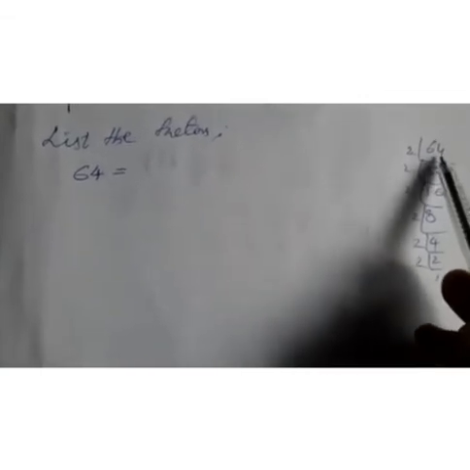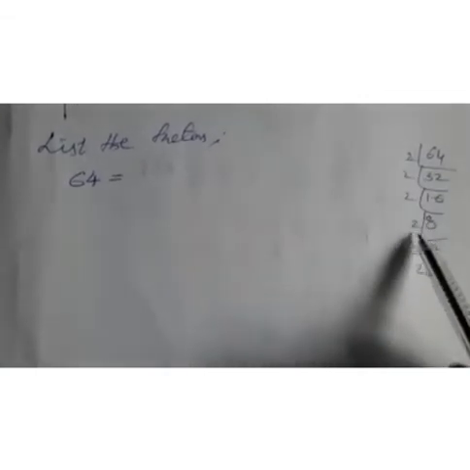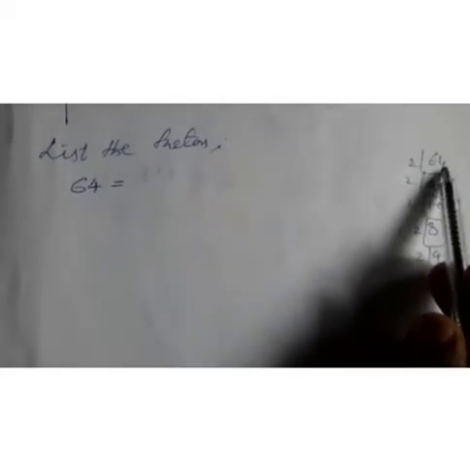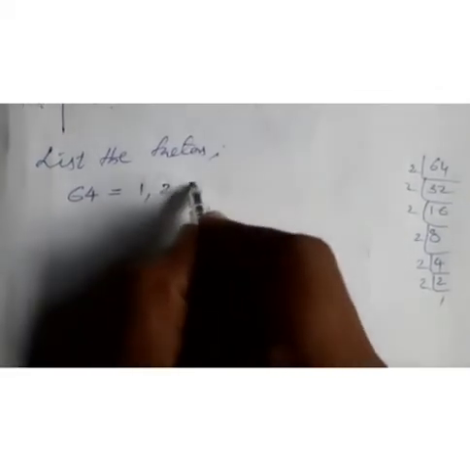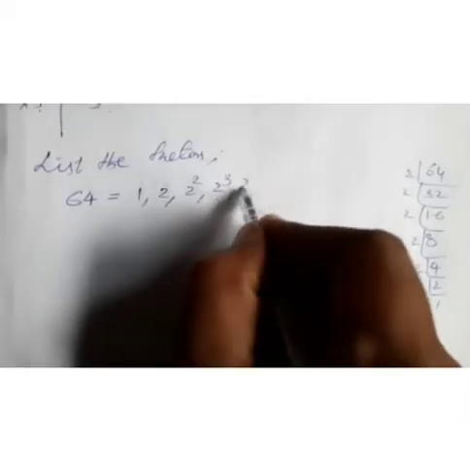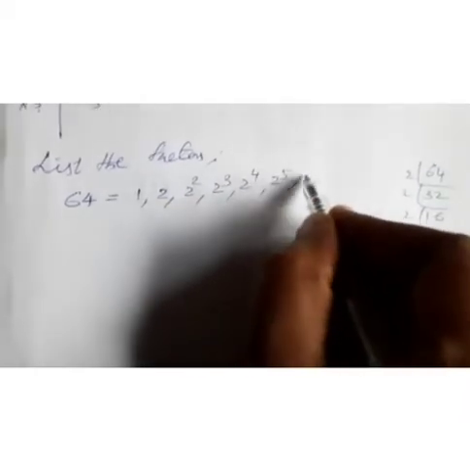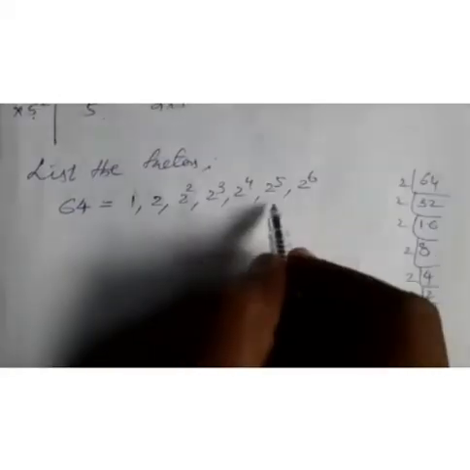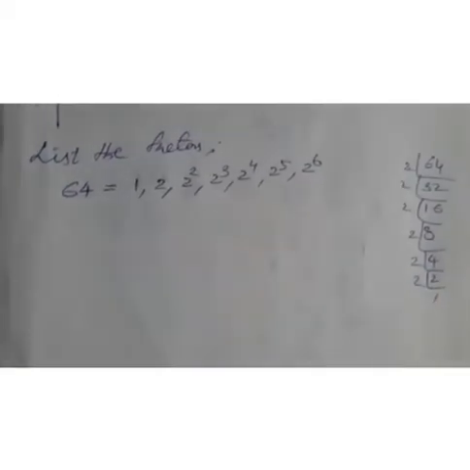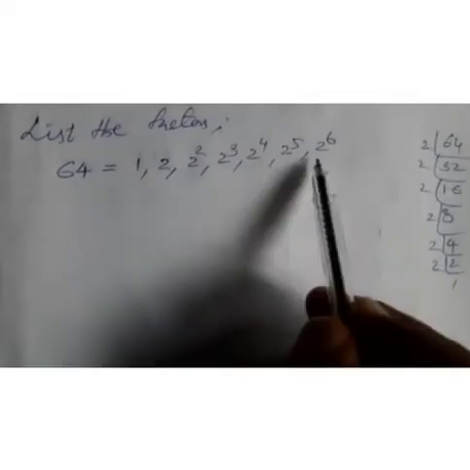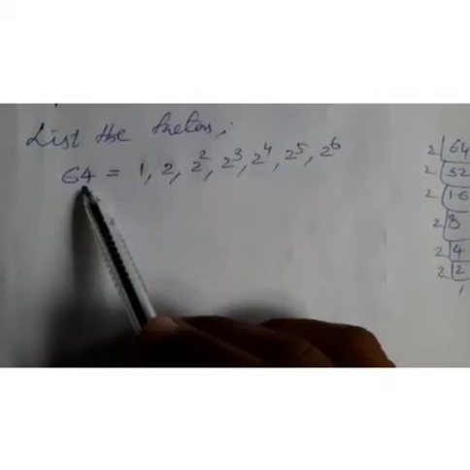List the factors of numbers below: 64, 125, 48, 45 and 105. If you factorize 64, you get 2 raised to 6, which is 64. So the factors of 64 are 1, 2, 2 raised to 2, 2 raised to 3, 2 raised to 4, 2 raised to 5 and 2 raised to 6. So you got the factors till 2 raised to 6, and 2 raised to 6 is 64.